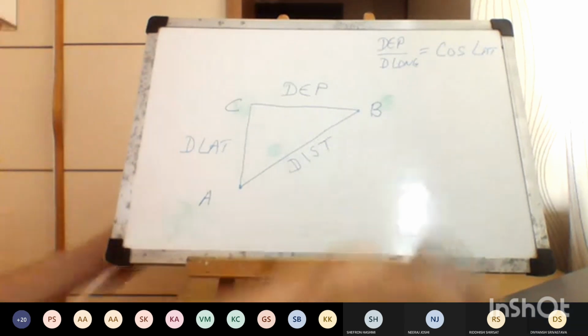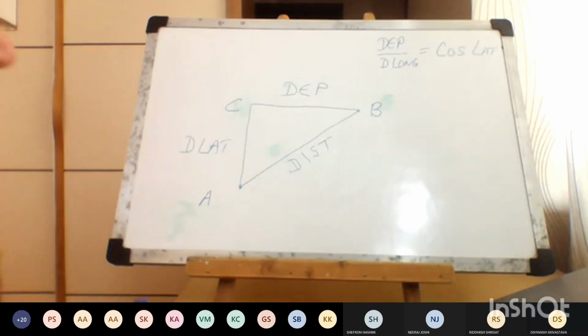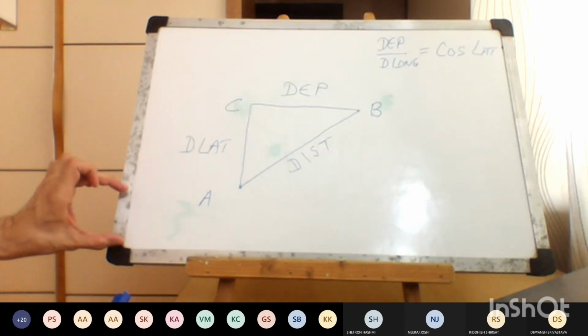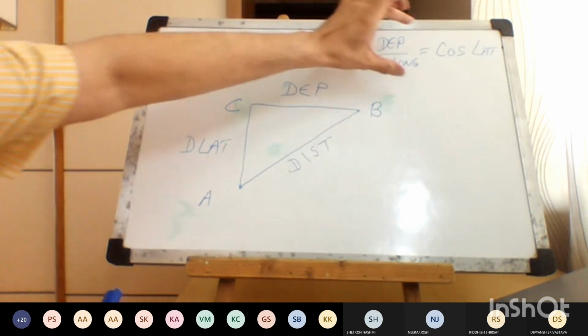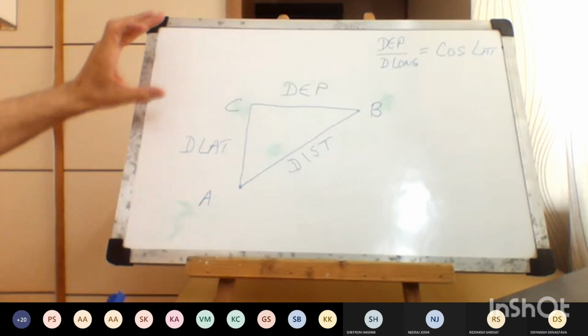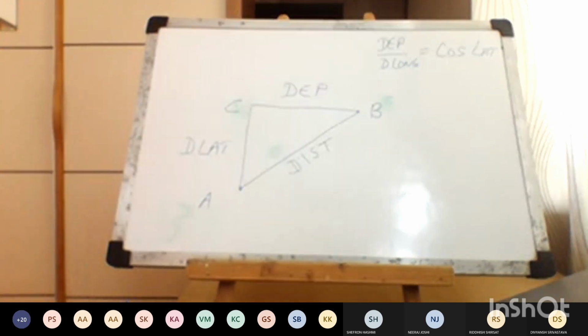So in chart work also you must have noticed that whenever you have to measure the distance on the chart, let's say if your chart is somewhere here, you will measure the distance along this D lat. But if your point of reference is somewhere here, you will measure the distance across that one. Why we do that? We'll come to that in a moment.